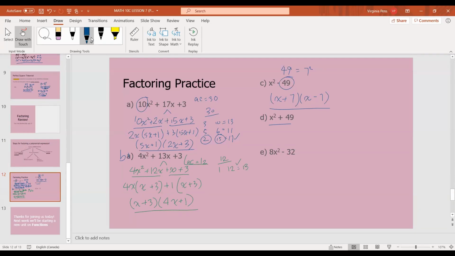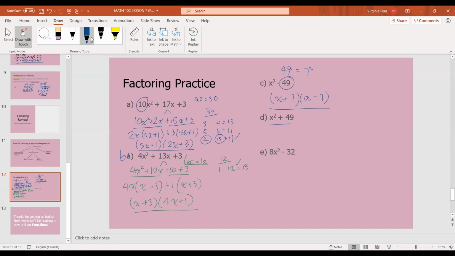It's a perfect square, right? No, unfortunately, this is it. This is the most factored form, and you can't factor it any further. So let's move on. Finally, we have 8x squared minus 32.